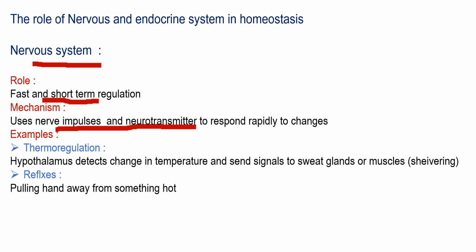For example, thermoregulation. Thermoregulation means to maintain temperature within normal limits. So when a change occurs in temperature, then it is detected by hypothalamus, and it sends signals to effectors, that are sweat glands and muscles, to generate an appropriate response to maintain the temperature within normal limits.